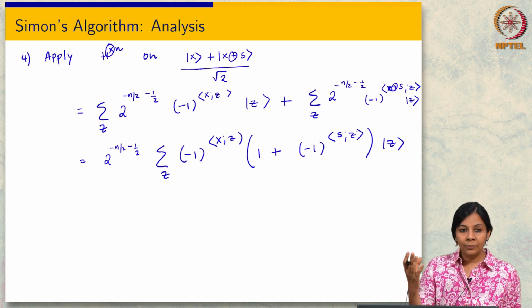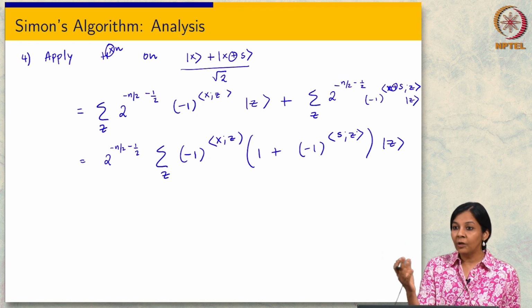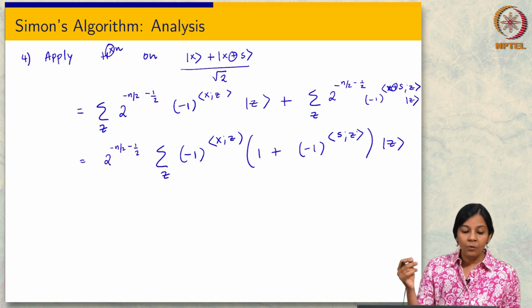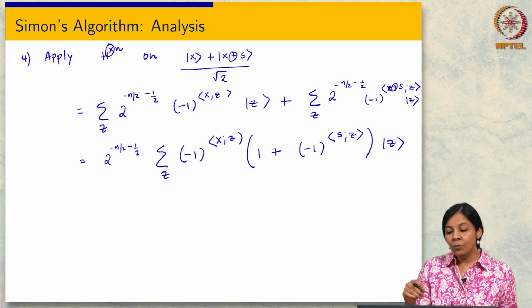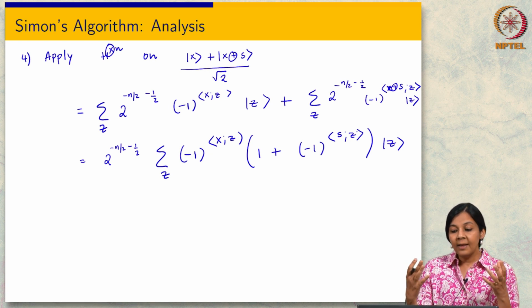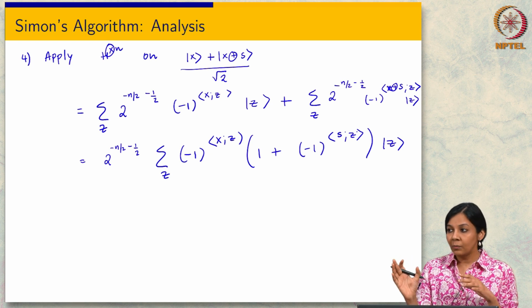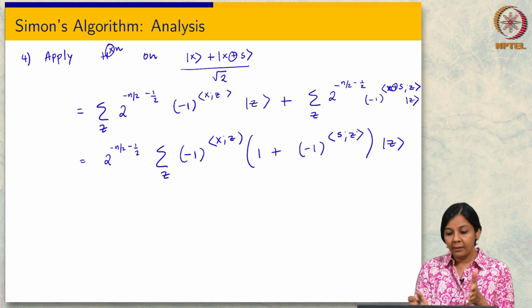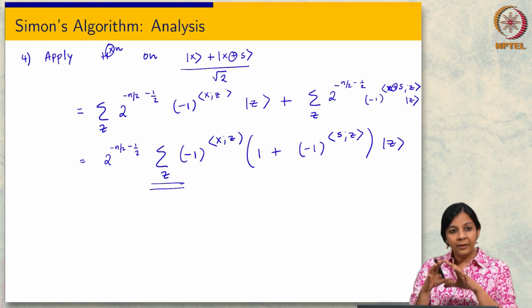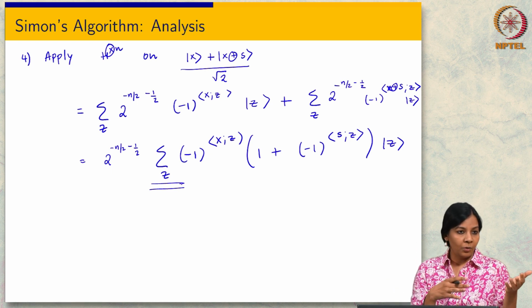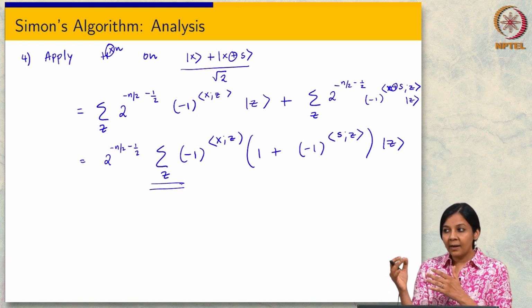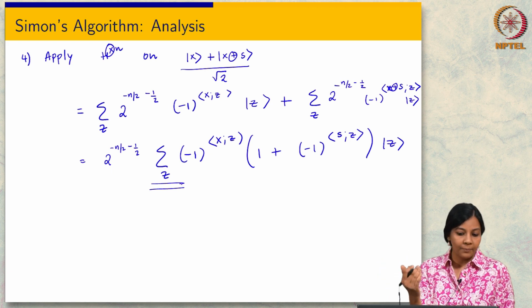I have (-1)^(x·z) in both the terms, so I will take that out. In one case I will have 1 left, in the other case I will have (-1)^(s·z), correct? Everyone agrees with this? Now the interesting thing I am going to do is split this sum into z that are orthogonal to s and z that are not orthogonal to s. This is again just a rewriting: I can always take the summation over all z and split it into two partial sums. What we will see is that those z's that are not orthogonal to s have their coefficient become 0. So let us do that.